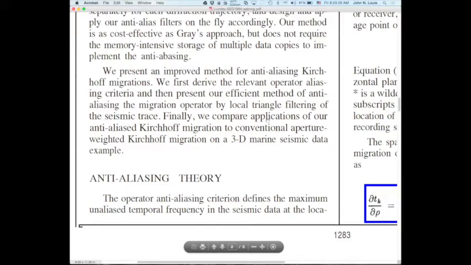It's possible to keep almost all of the anti-aliasing calculations out of the innermost loop, and they're actually in the loop of where is the epicenter? What's the x and y coordinate of the reflecting point? But it doesn't have to be inside the depth loop. Of course, deep inside the depth loop, there's the local triangle filtering. If you remember, Kirchhoff migration requires a cross correlation of a source wavelet against the data anyway. And so that's deep down inside the loop, and that's really the operation that makes at least my Kirchhoff migrations take the time that they do.